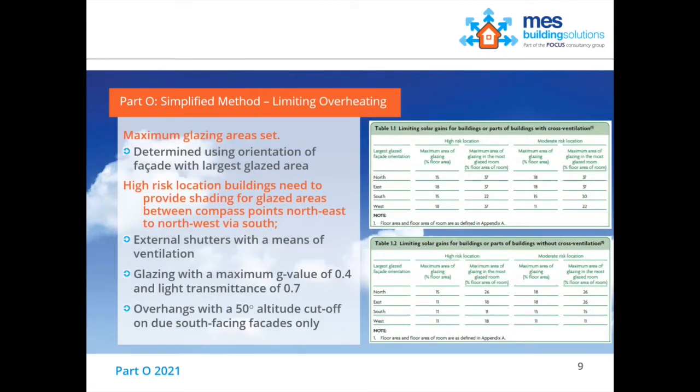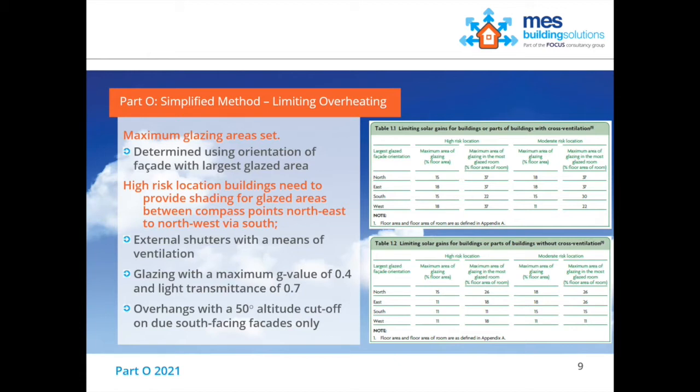And what we do is, once we've established whether our building is at high or moderate risk of overheating, whether it's cross ventilatable or not, I should say cross ventilation is openings on opposite facades. It's not just dual aspect. So a corner flat, for example, that wouldn't be cross ventilated because the openings are not on opposite facades.